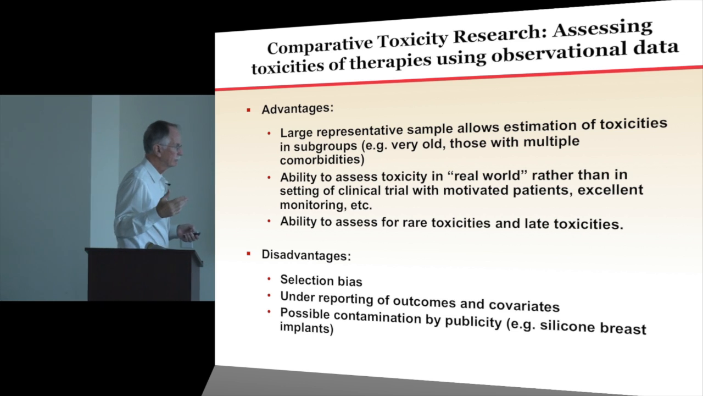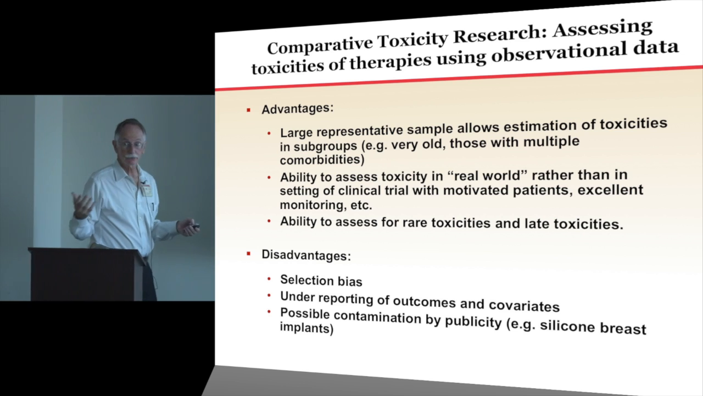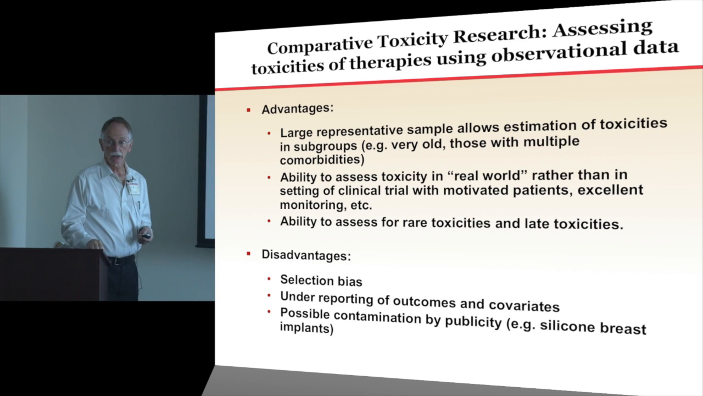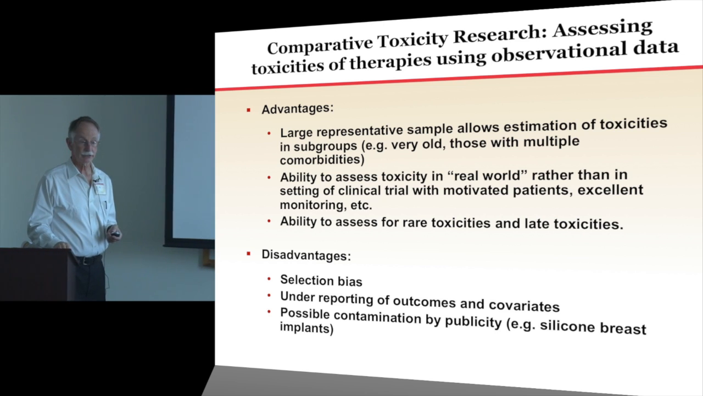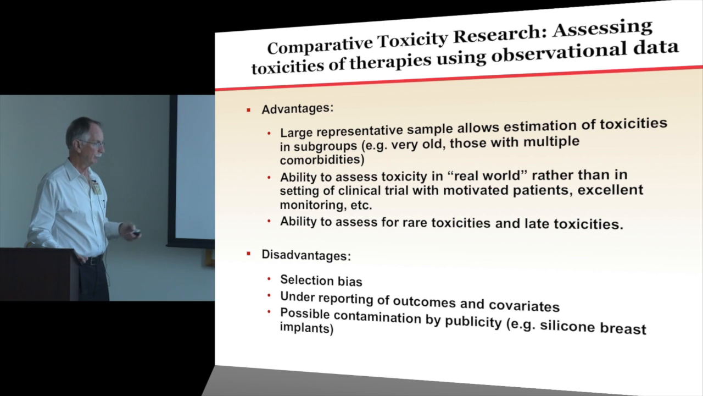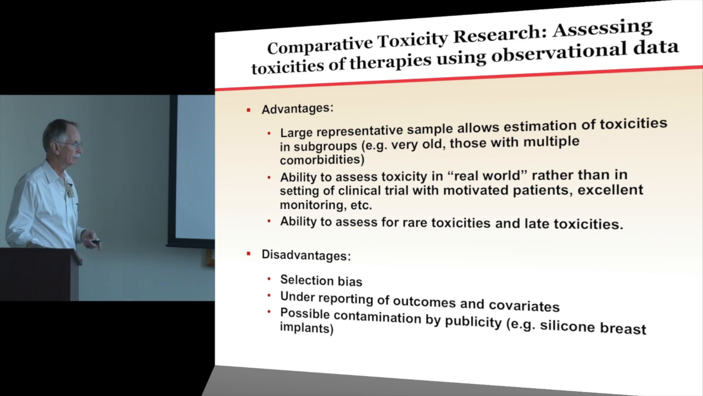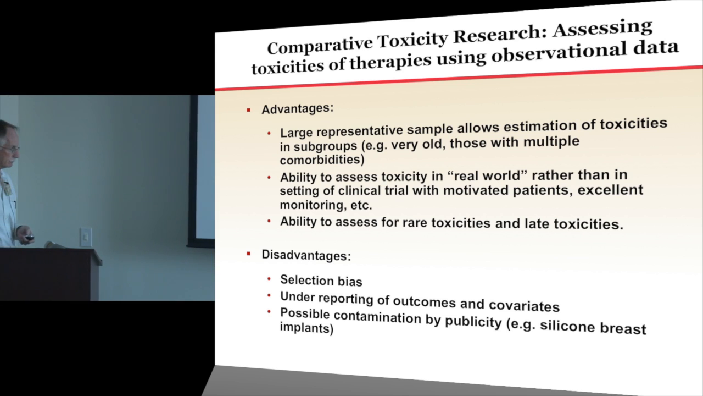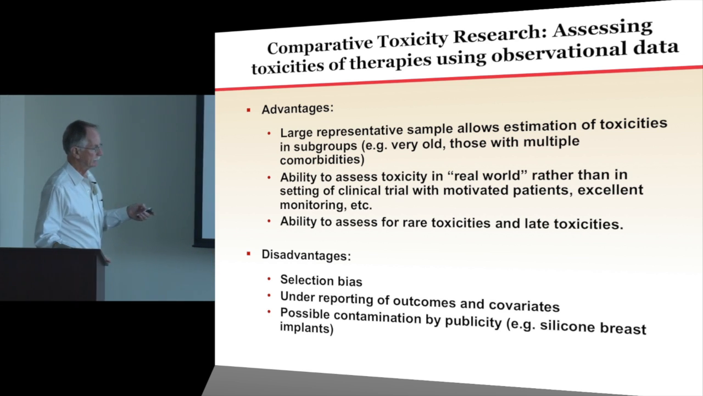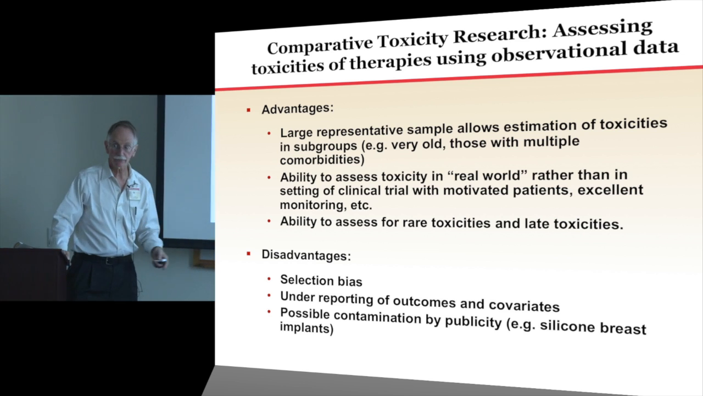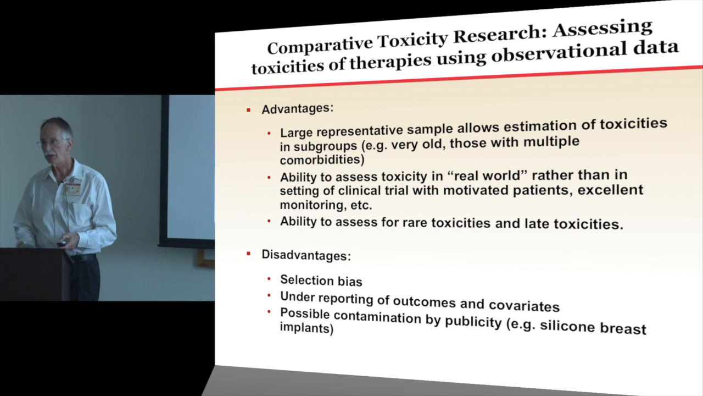The disadvantages, like with anything in observational work, there still is a certain amount of potential for selection bias in some of the things we would be asking, certainly with the comparative effectiveness part. There can be an underreporting of either the predictors of why someone gets a drug and also the outcomes. And then when you're looking at drug toxicity using observational data, you really have to worry about contamination by publicity.